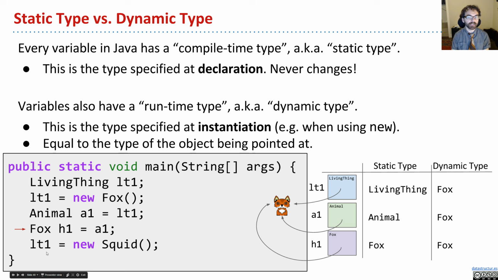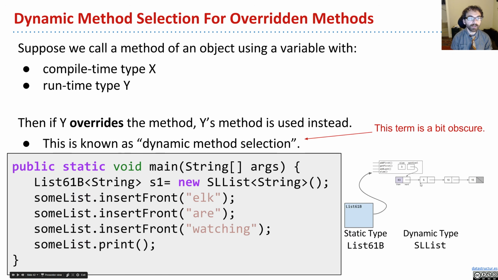Lastly, we decide LT1 is now going to point at a new object, which is a Squid. So the static type, of course, does not change because it never does, but the dynamic type is now Squid. Okay, great. So what? Well, this is the rule then. If you know the dynamic type of something, then you know what happens with an overridden method.